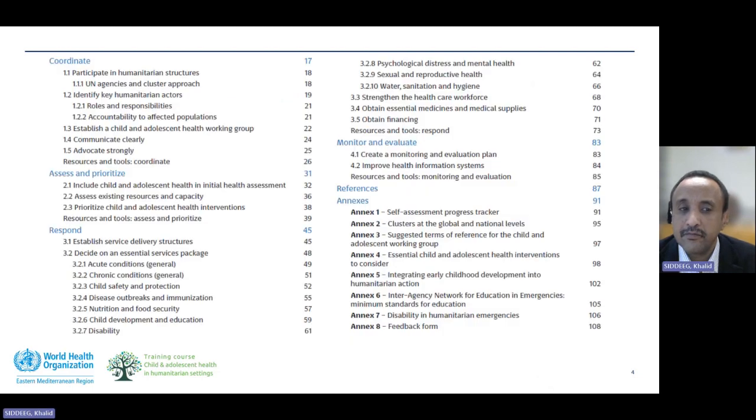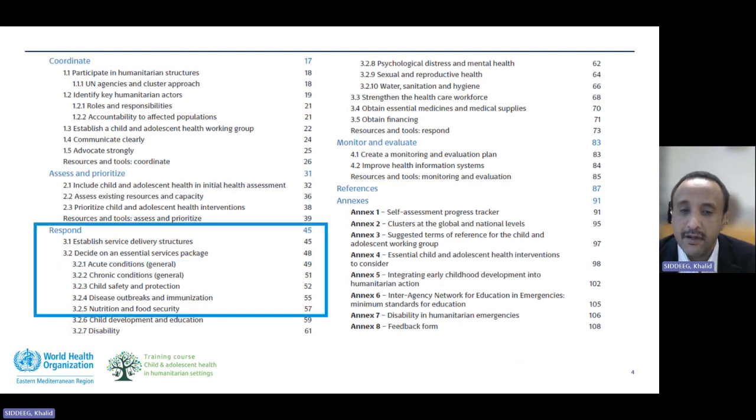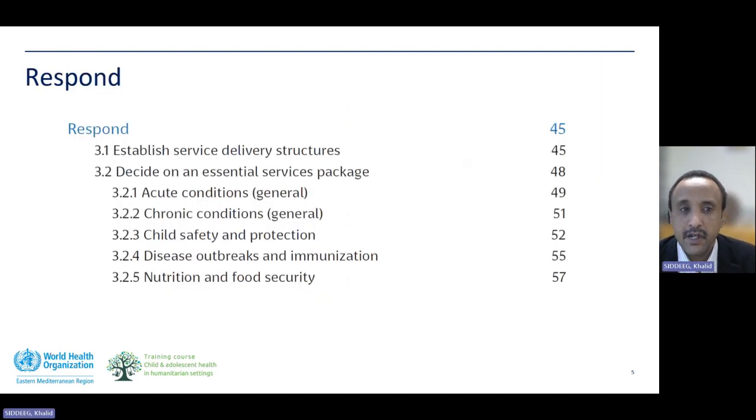This module in the operational guide starts from page 45. And in this part 1, we will be covering only established service delivery structures. And when we start deciding on essential service packages, we will finish up until nutrition and food security. And next week, we will continue. These are the areas that will be covered during this week part of the respond module.